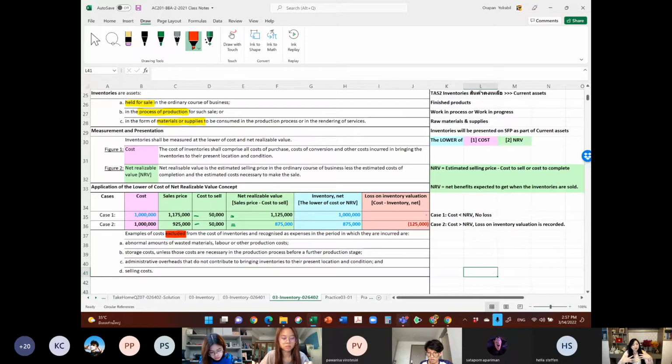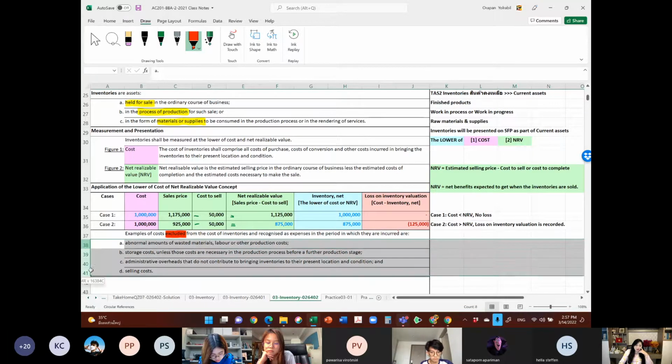You can include all the costs needed to be incurred so that you have the inventory in a ready to sell location and condition. So you may include cost of raw materials, cost of labor, production related costs, the freight in to bring the product to your warehouse. So these are the costs that can be included in the inventory costs. But the examples that I will talk about here and now are not included in the inventory costs.